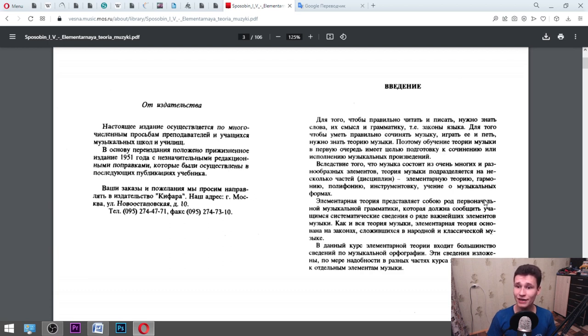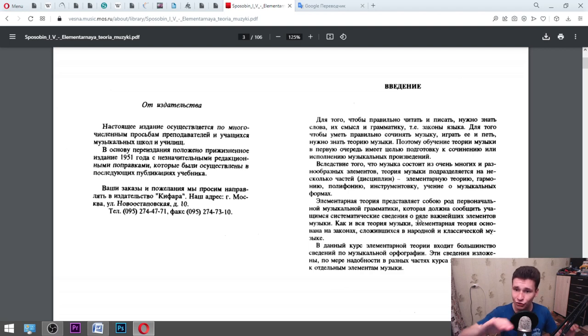Elementary theory, it is the main, primarily the first, we can translate первоначальный, it is the first, firstly, primarily, prima donna here, and of musical grammar. That should, сообщить, means reply, introduce, show, tell, and other words like to tell you information. This field should show to the students systematic features. Systematic features, it means систематические сведения.